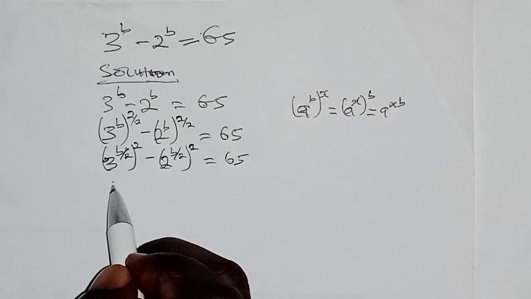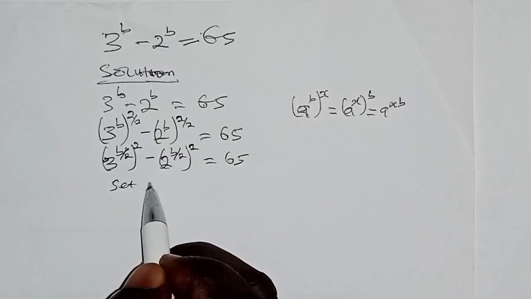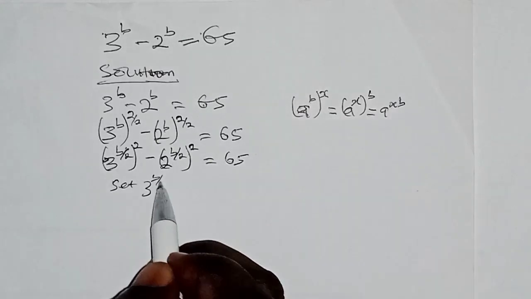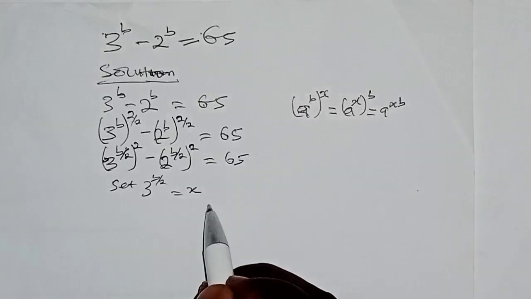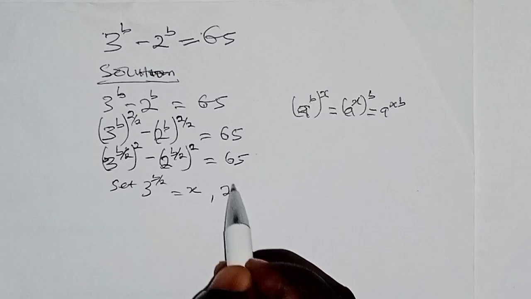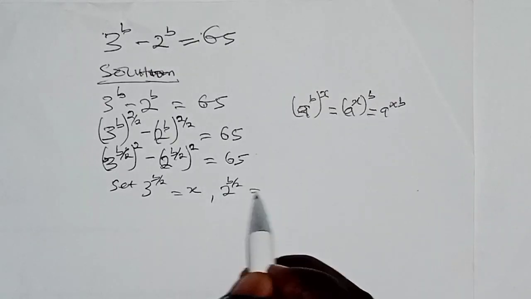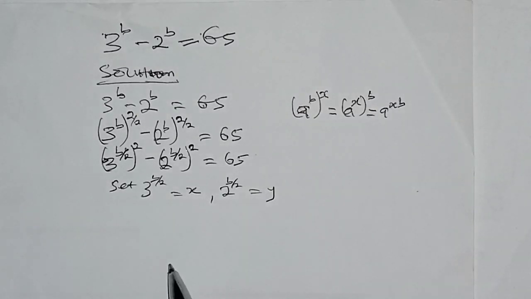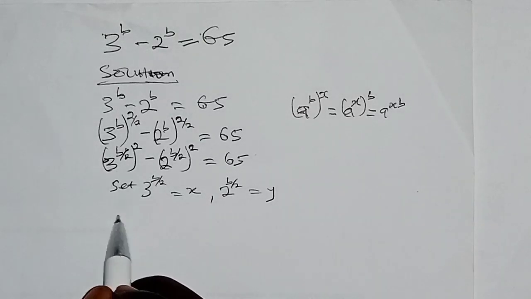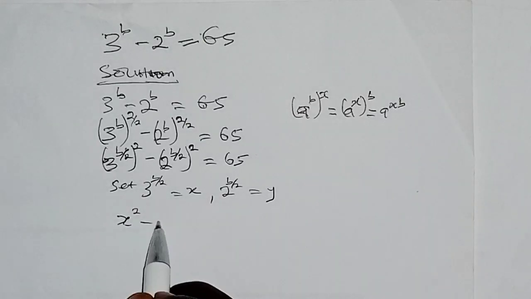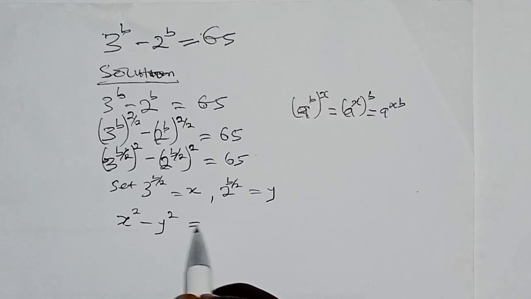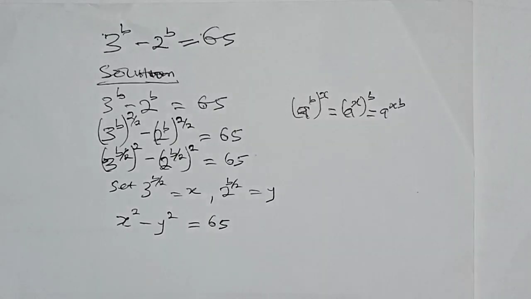So I can set 3 raised to the power b divided by 2 to be equal to x, and then set 2 raised to the power b divided by 2 to be equal to y. If that happens, what I'm going to have is x raised to the power 2 minus y raised to the power 2 is equal to 65. So this is what we have currently.